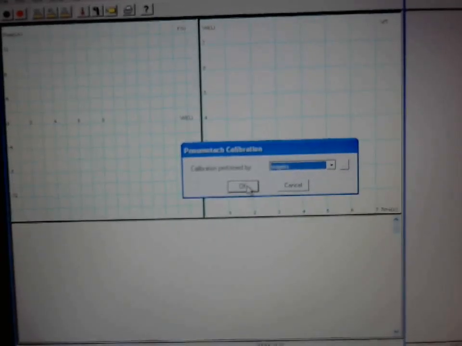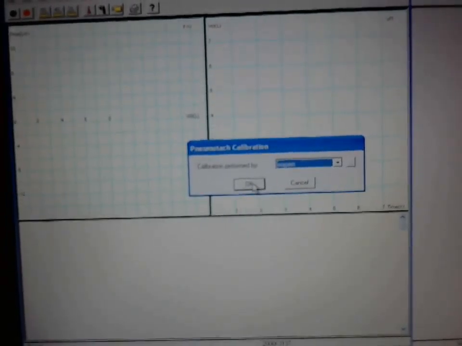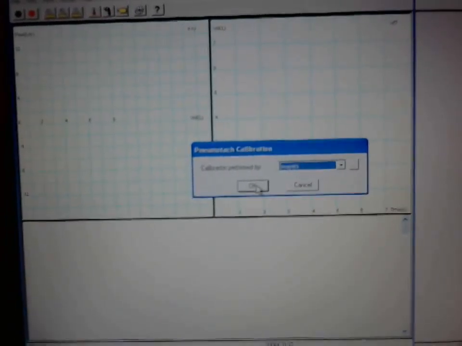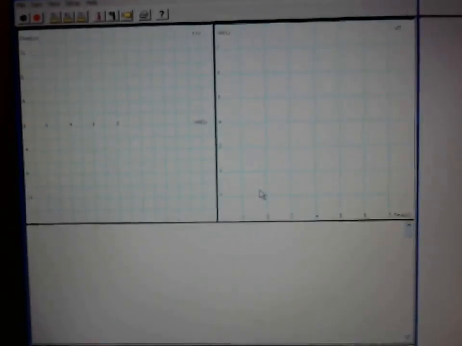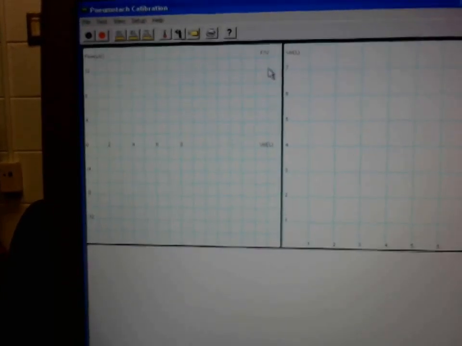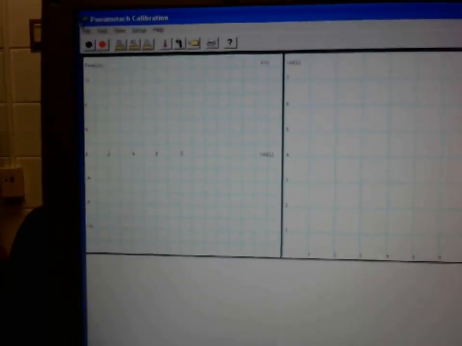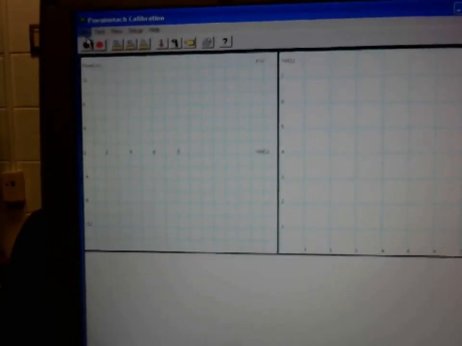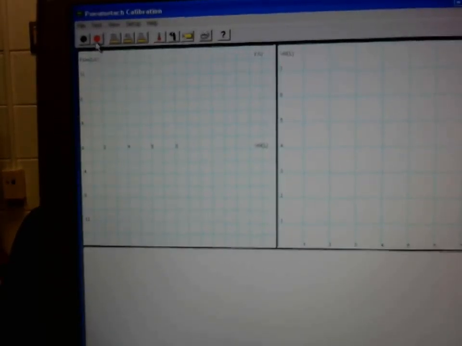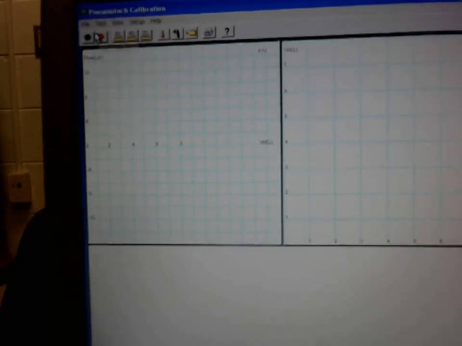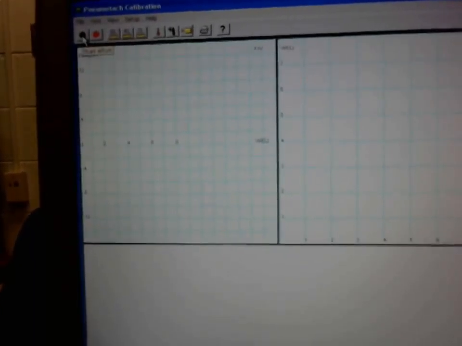And then it's asking who is performing the calibration. Well, I'm already in the system, so this is me. I'm going to say OK. And then if you notice on my screen, also at the other end down here, I have a green dot and I have a red dot. So when I'm ready to start my testing, I'm going to hit the green dot.